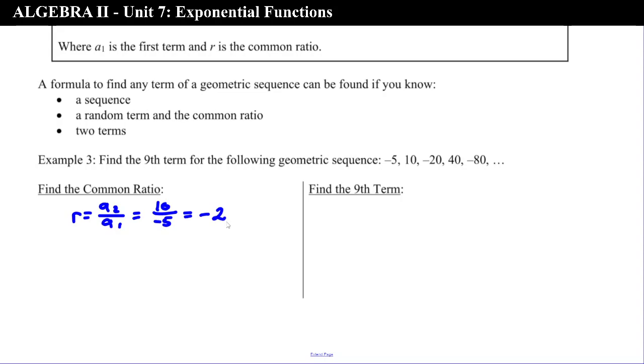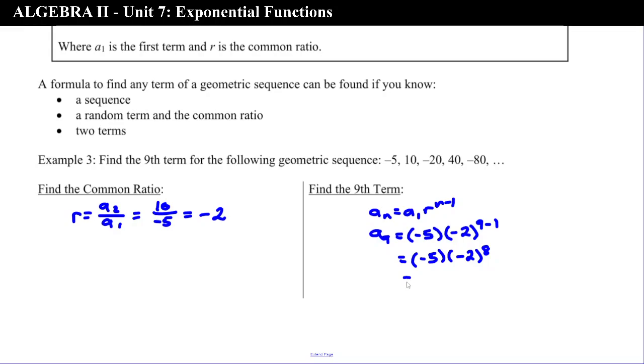If you know the common ratio and you know the first term, you can find any term you want, because we're going to take this formula, a sub n equals a sub 1 times r to the n minus 1, and we're going to find a sub 9. Well, we know what a sub 1 is because it's the first term in our sequence. And then we know what r is because we just found that, negative 2. And then n is that term number that we're finding, which is 9 minus 1. And so we've got negative 5 times negative 2 to the 8th.